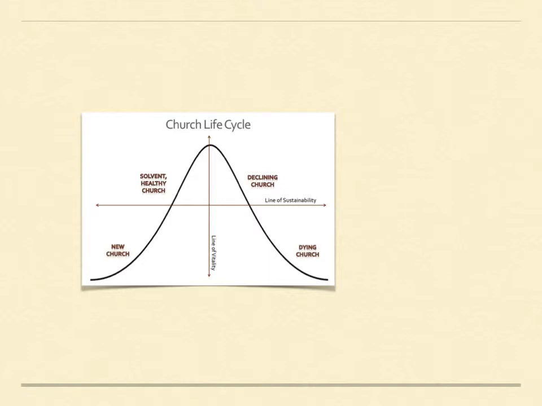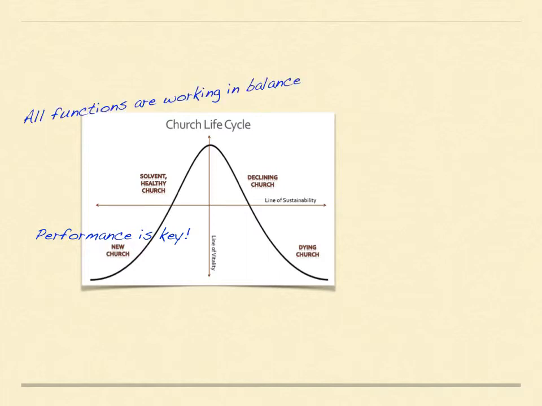The new church, or the up-and-coming church, is characterized by performance. Their main priority is to perform. The solvent or dynamic church, all functions are working in balance. This is really where any organization wants to be, in the solvent or healthy phase, the dynamic phase of their existence, where they're executing, performing, relating, and envisioning. All of the functions of the organization are in harmony, they're in balance, and they're all working together.